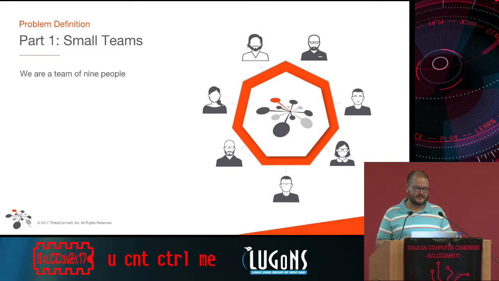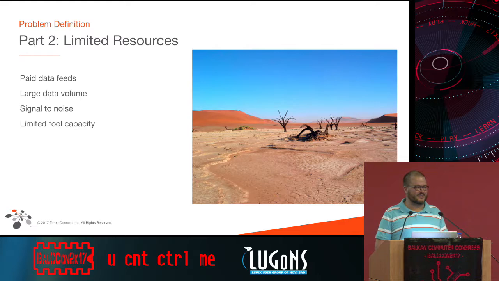So the main problem is that we have a small team. We don't have unlimited numbers of people that we can hire. There's a certain budget that we have, and you can only hire the number of people that you're allowed to. So in my example here, my team is 9 people. These are our little icons. And you also have limited resources.